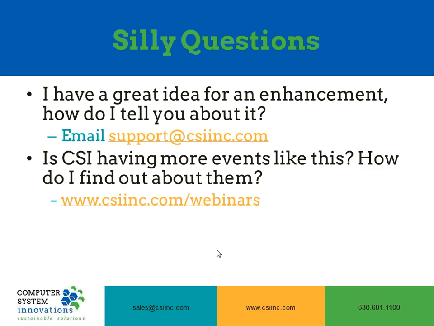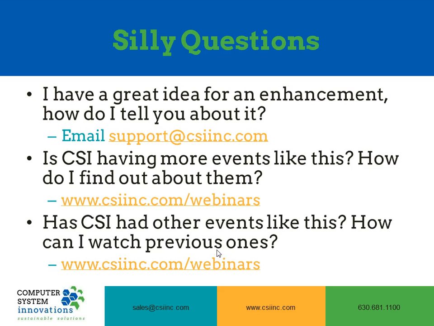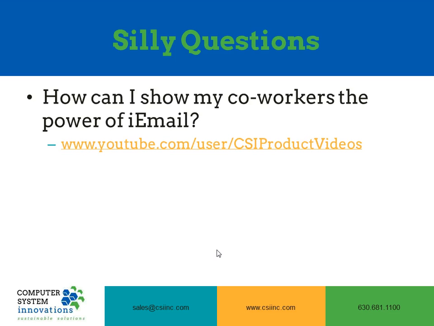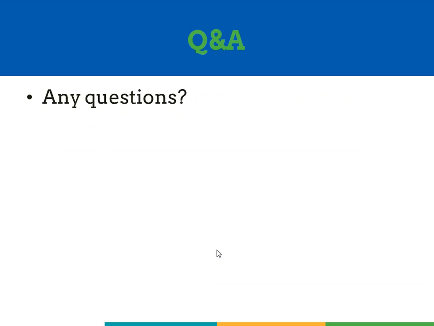If you want to find out about more events like this that we're adding, you can go to our website at csiinc.com/webinars. That's got all of these. We're doing these for each of our products, by the way. And if you want to see any previous webinars, same one. And then if you're like, hey, this is so great, but I want to show my staff iEmail, you can go to our YouTube channel. If you just type in YouTube and Computer System Innovations, it'll take you there. We've got demos of most of our products. We're going to be having Zach update those in the near future. But there are some core ones out there that'll get you going on all of those.